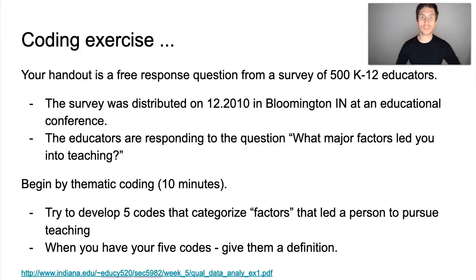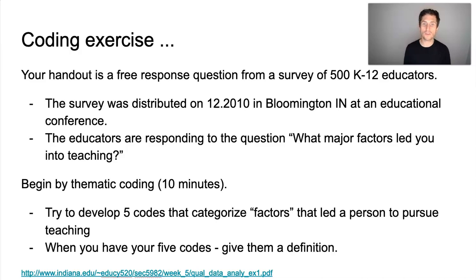So here's the challenge to you. Read through the responses. You don't have to read all 500, but there are 3 to 4 sentences, sometimes 1 or 2 sentences. Try to develop 5 codes that categorize the factors that led a person to pursue teaching, right? That is 5 explanations of what pushed them into teaching. And once you have those 5, give them a definition.